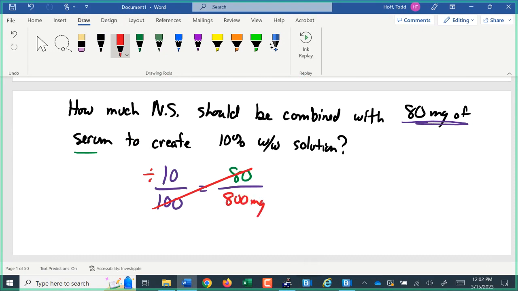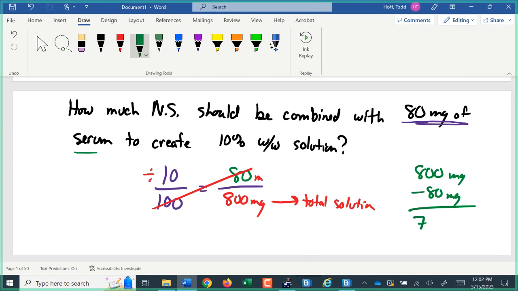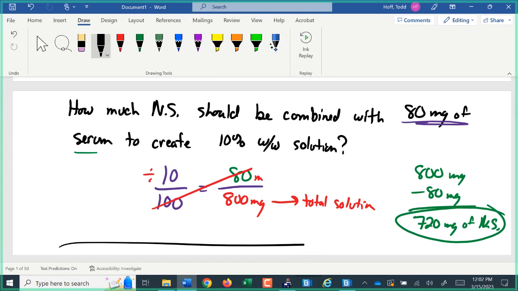Now this is milligrams because the 80 was milligrams, but this 800 milligrams is total solution. So to find the amount of NS, we take the total solution minus the 80 milligrams of serum. So it would be 720 milligrams of sterile water being added to that serum. So I started with the weight and weight, or mass and mass solutions, if you will, because they're the simplest, because they are what we're used to.